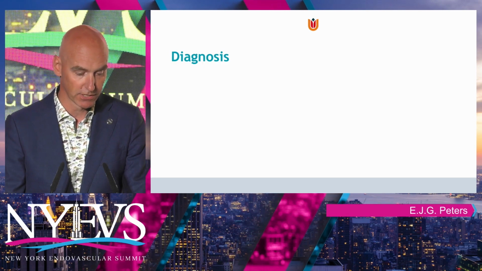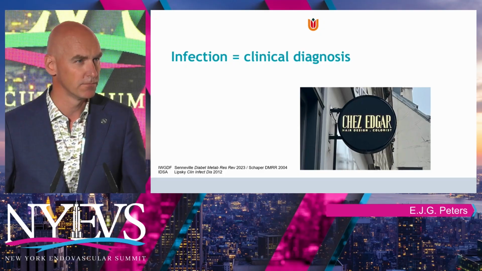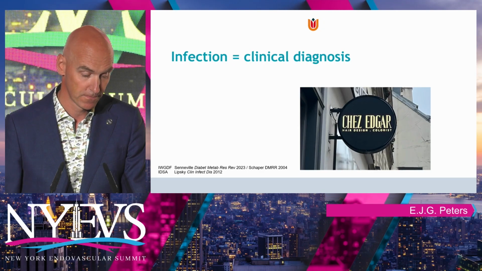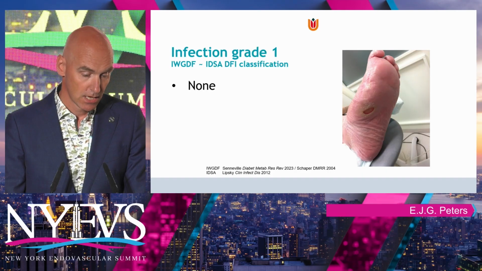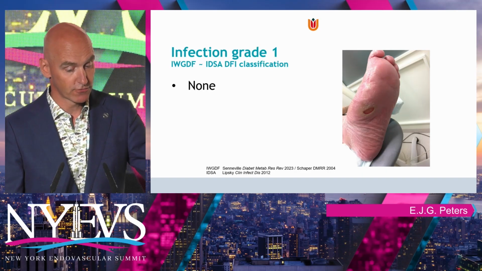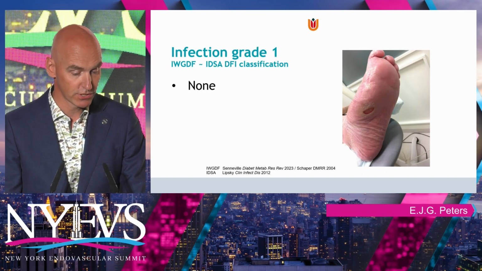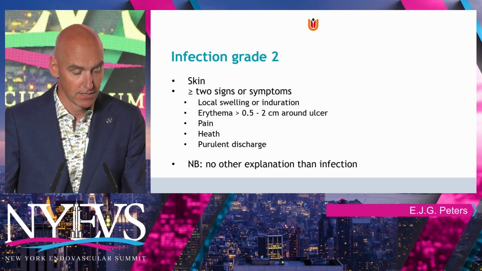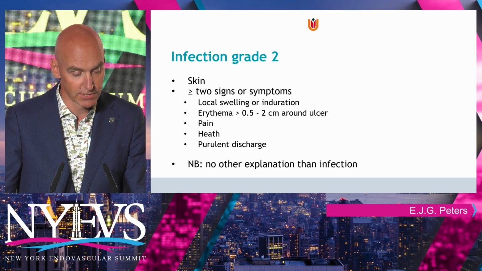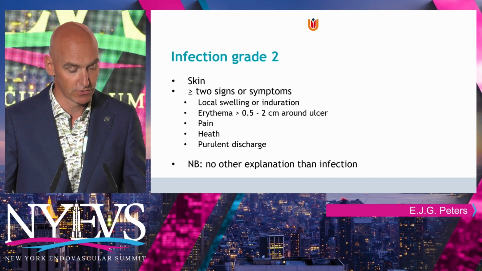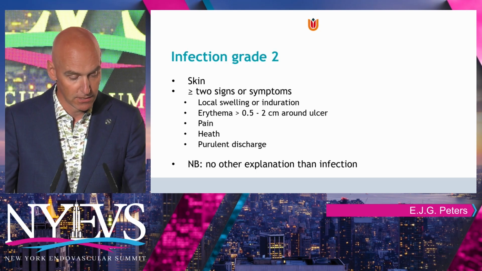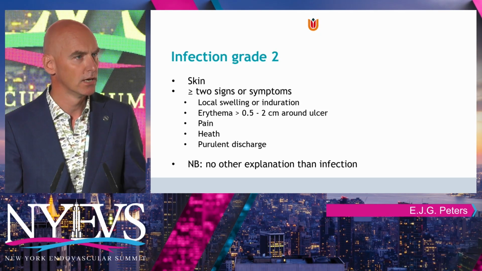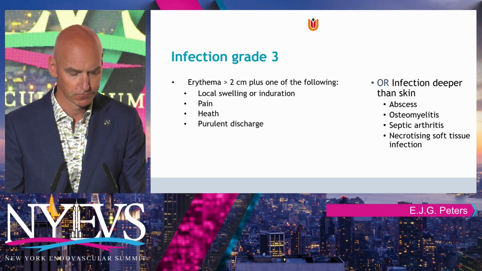First I'll talk about diagnosis. Diagnosis is usually a clinical diagnosis, and it has grades. It grades from grade 1, no infection, to grade 2, which would be inflammation of the skin, the cardinal signs of inflammation: swelling, induration, redness, warmth, pain, pus, and you have no other explanation for the infection, for instance, gout, Charcot, or trauma.